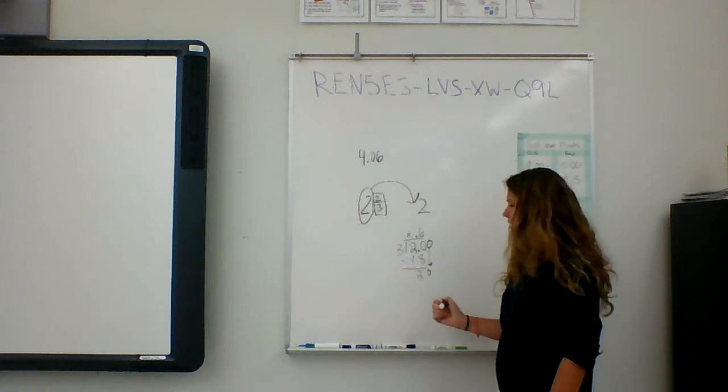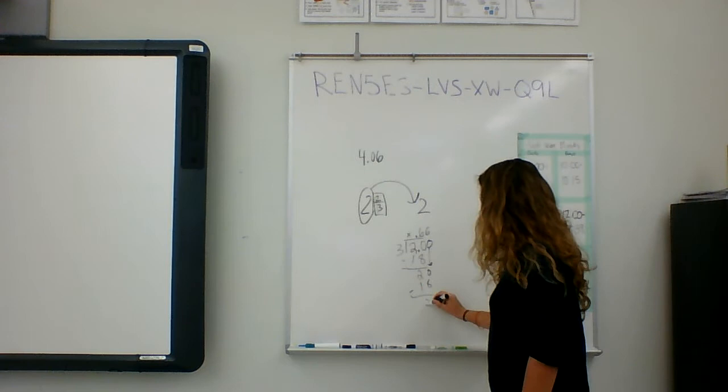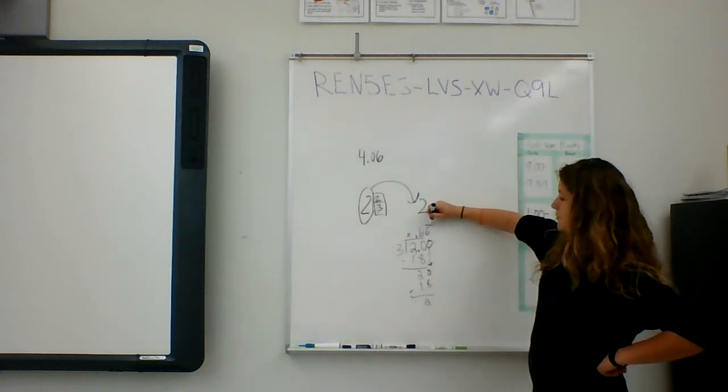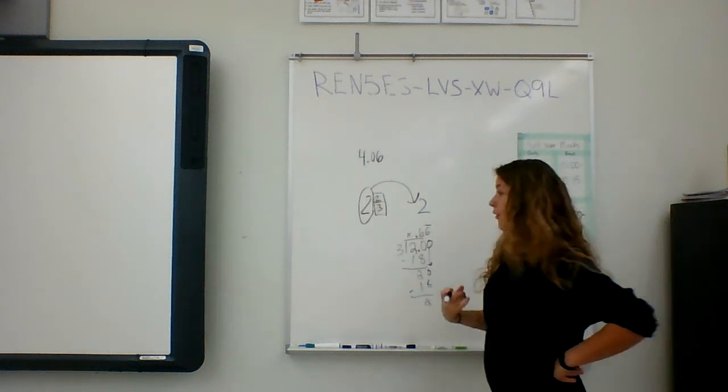And I'm starting to see the same pattern. 3 goes into 26 times, 18 with 2 left over. I can now stop because I see that my decimal is repeating, and I'll put a line to show that that 6 is going to repeat on forever.